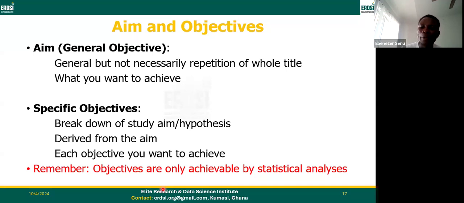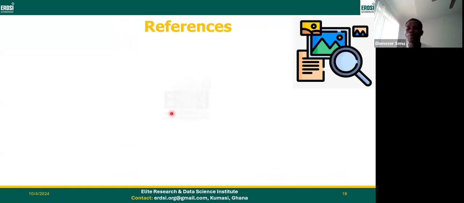So sometimes we recommend that when you set objectives, you see a statistician or a data scientist to see whether the objective you set is achievable. If it's not, you have to go and delete it and rewrite it. Then you are done with your aim and objectives. Then I'll be talking about references. So that will end your typical chapter one.